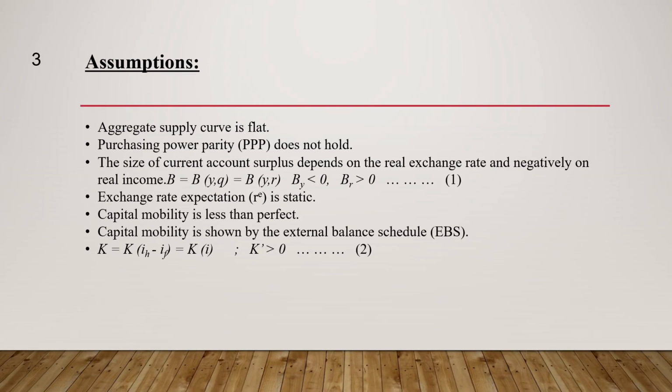Assumptions of the Mundell-Fleming model. The aggregate supply curve is flat. Purchasing power parity does not hold. The size of the current account surplus depends on the real exchange rate and negatively on real income. Exchange rate expectations are static. Capital mobility is less than perfect, and the capital mobility is shown by the external balance schedule.